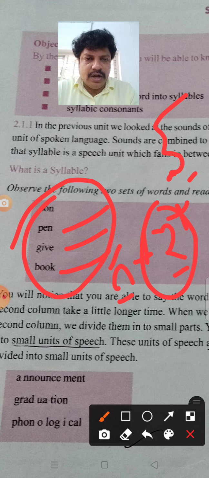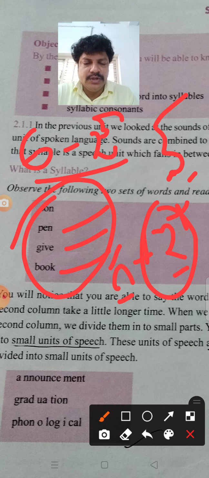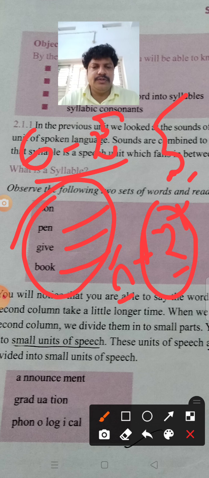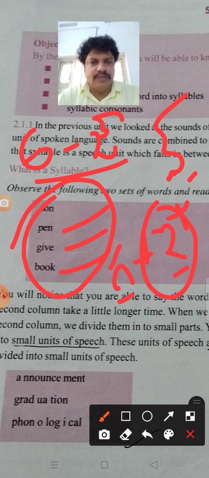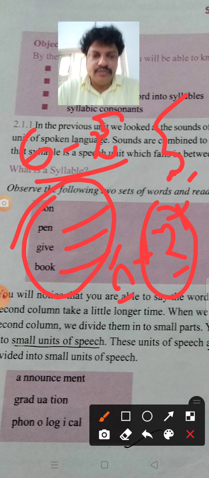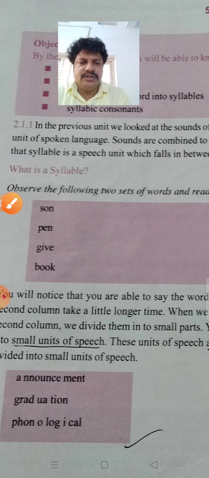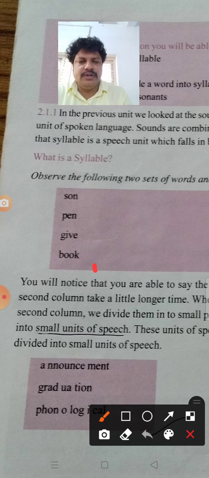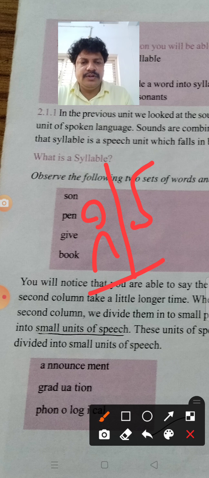I already told you that vowel sounds are called syllables. So, give: g, i, v. Give has how many sounds? Two consonant sounds and one vowel sound. So this cannot be divided. If you divide this word, it will have no meaning at all.